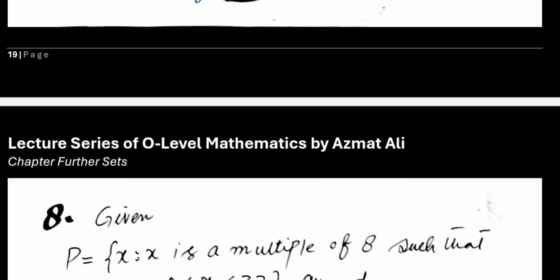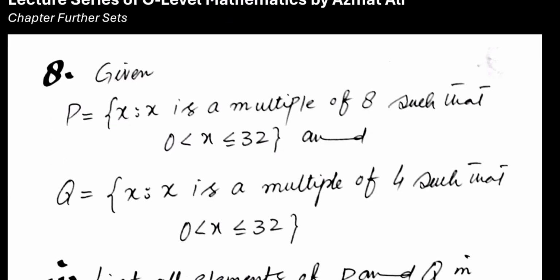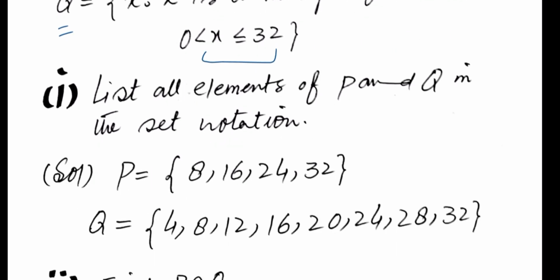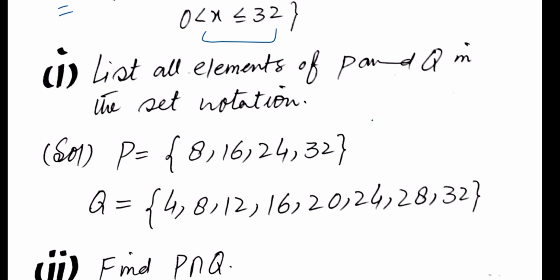Question number 8. P is a multiple of 8 that lies between 0 and 32, and Q is a multiple of 4, lying between 0 and 32. List all elements of P and Q. Multiple of 8 means we just read the multiples of 8 as you read in your table: 8 ones are 8, 8 twos are 16, 8 threes are 24, 8 fours are 32. So these are the elements of set P, which are the multiples of 8.